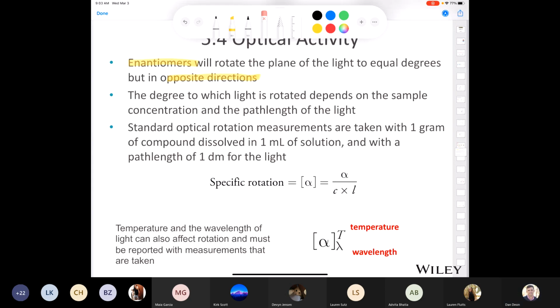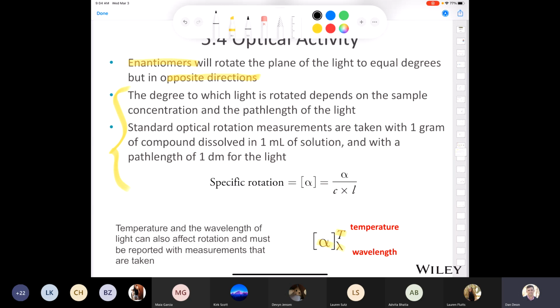Okay? So I'm not going to talk about this right now, but when we report an optical rotation, which we denote as alpha, we also report the temperature and the wavelength.